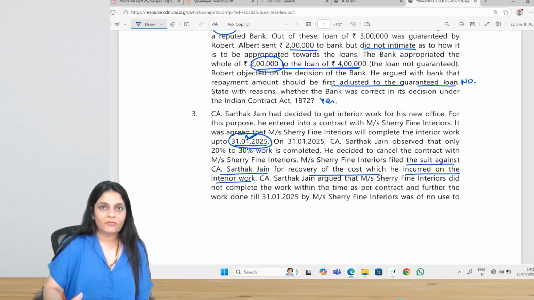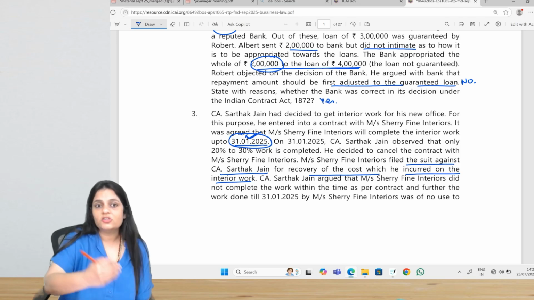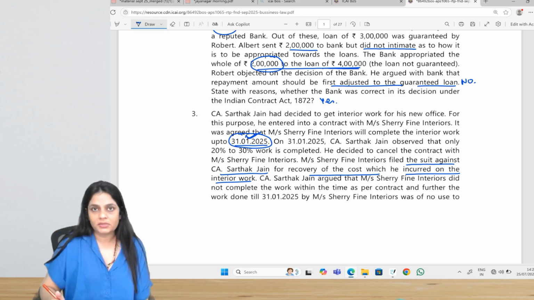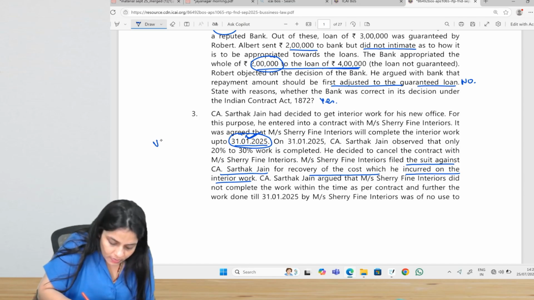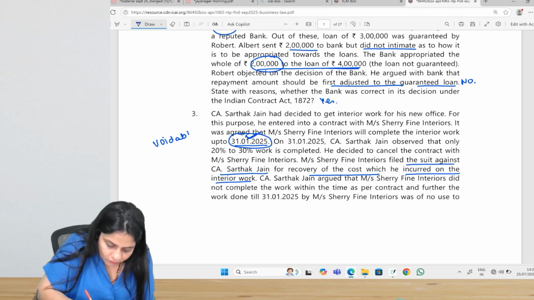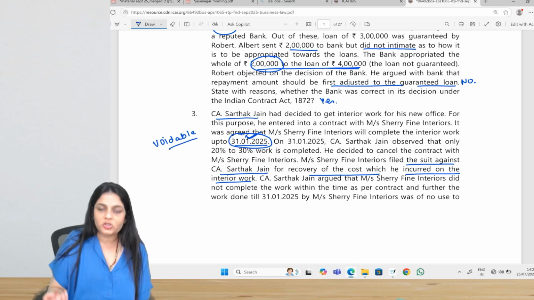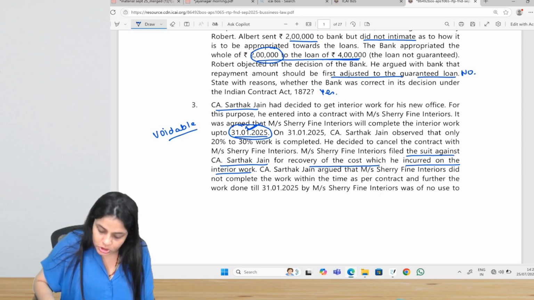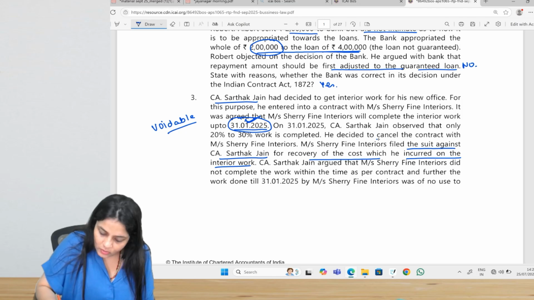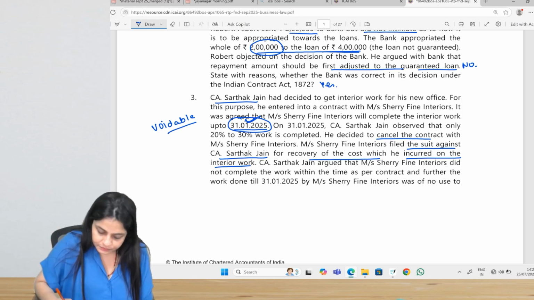And when the time is given, whether it is of essence or not depends on the terms of the contract. From here, it is very much evident that only 20 to 30% of the work was done. That means almost all of the work is not done. So that means in this case, the contract will become what? Voidable at the option of Sarthak Jain. Voidable means I can cancel, I can accept. So he decided to cancel. Can he do that? Yes.